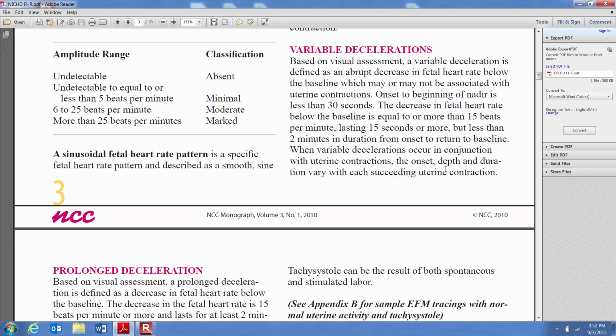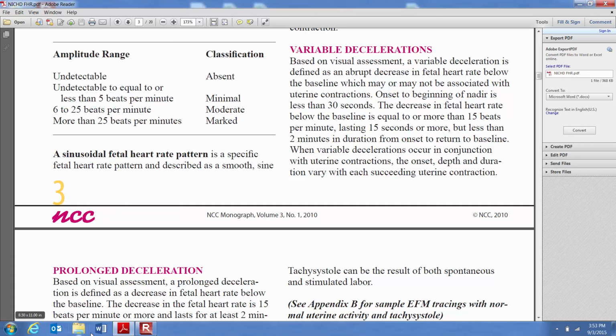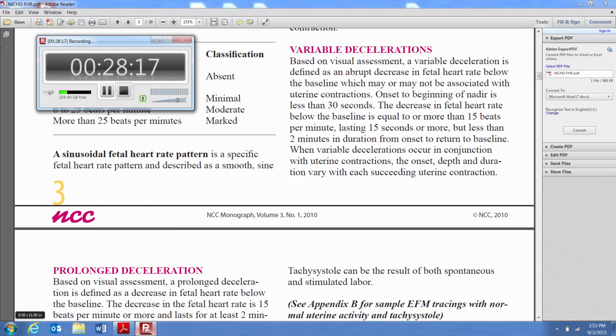Oh, sorry, let me press pause. Okay, sorry about that, my dog killed an intruder.